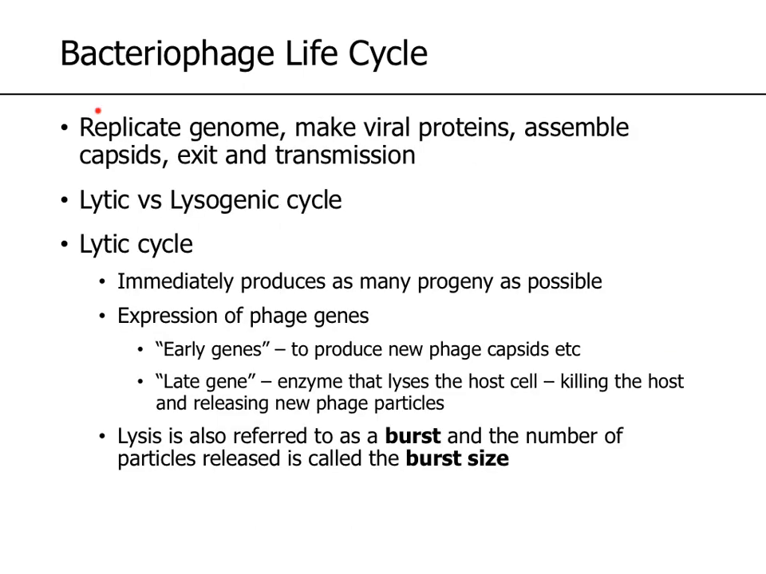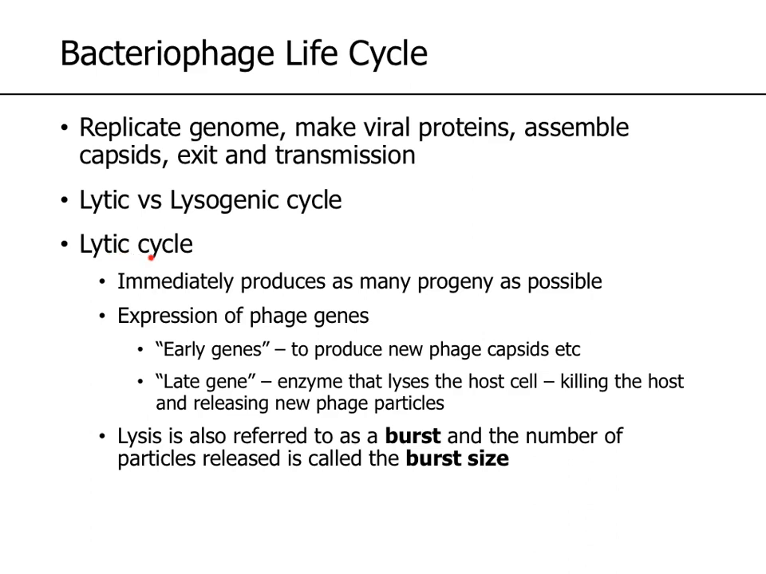All right, so for the last few steps, how it's going to replicate its genome, make the viral proteins, assemble the capsids, and exit. This is where, when we talk about bacteriophage, we have different types of viruses. We have things that can do the lytic versus the lysogenic cycle. To make it a little bit more clear, these are different types of viruses. You'll have viruses that can only do lytic, and then there are viruses that have this option of doing lysogenic before they go into the lytic cycle.